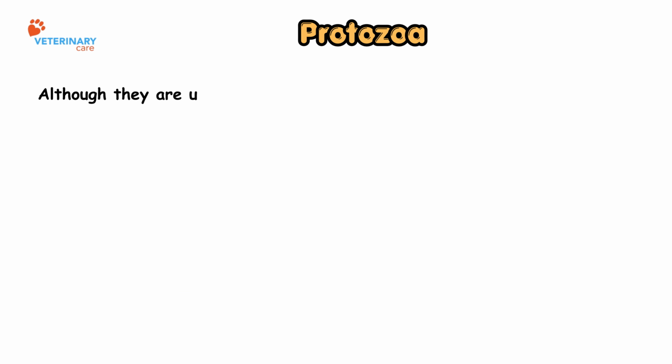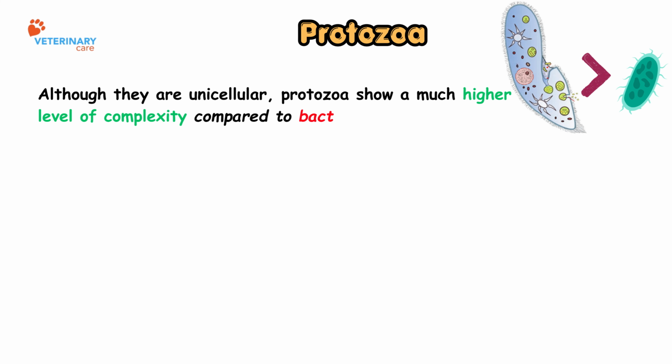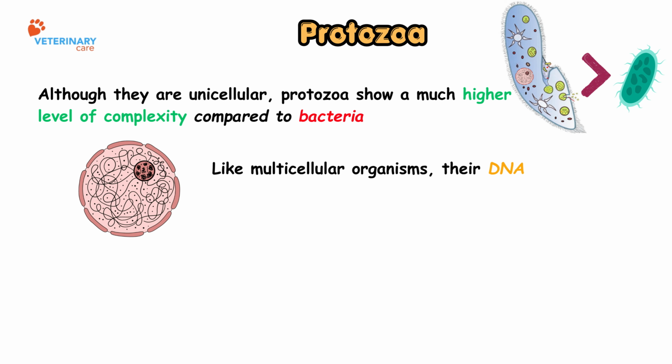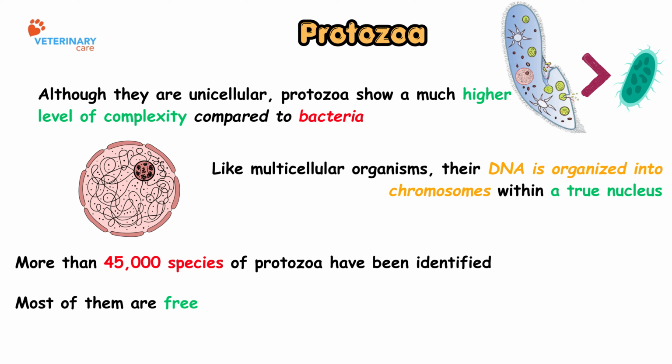Although they are unicellular, protozoa show a much higher level of complexity compared to bacteria. Like multicellular organisms, their DNA is organized into chromosomes within a true nucleus. More than 45,000 species of protozoa have been identified. Most of them are free-living, while only a small number are parasitic.